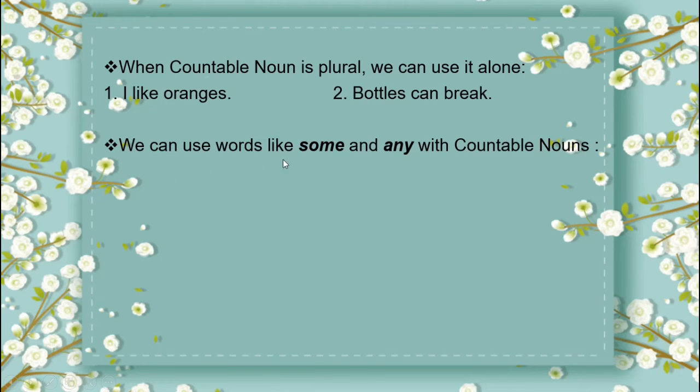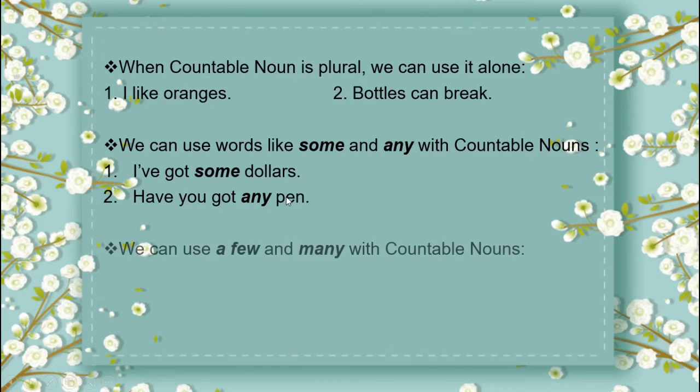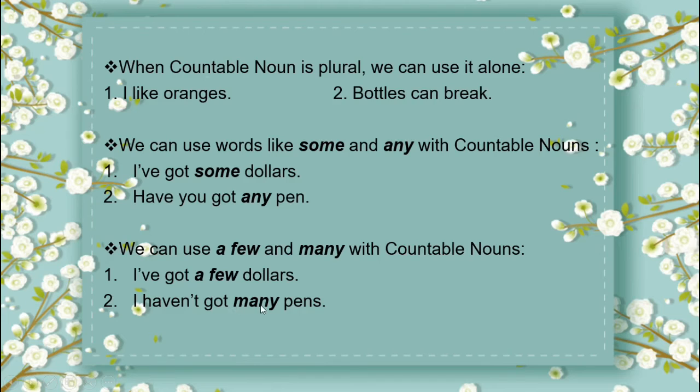We can use words like some and any with countable nouns. For example, I've got some dollars. Have you got any pens? We can also use a few and many with countable nouns. I've got a few dollars. I haven't got many pens.